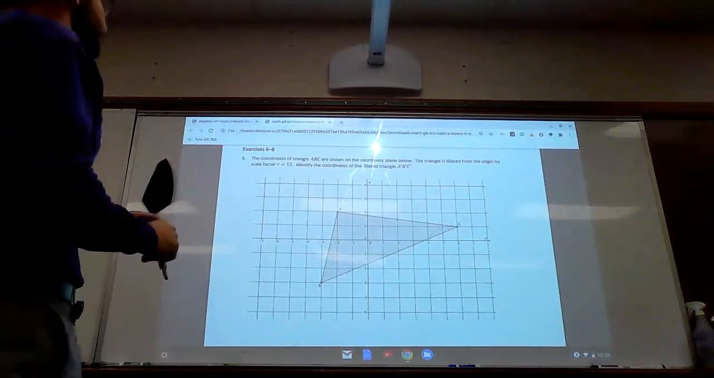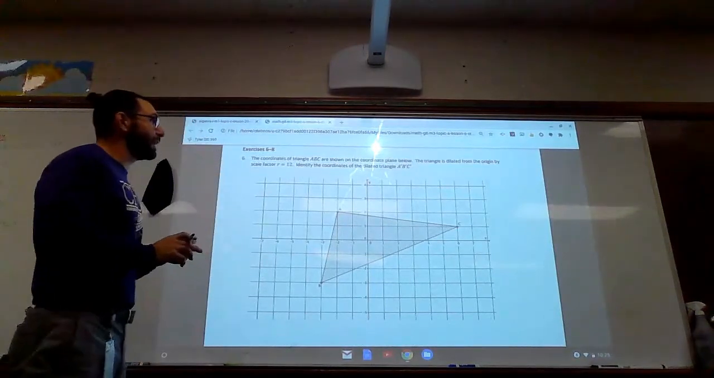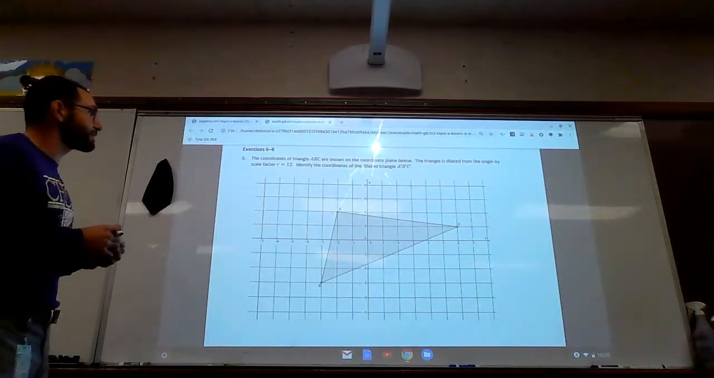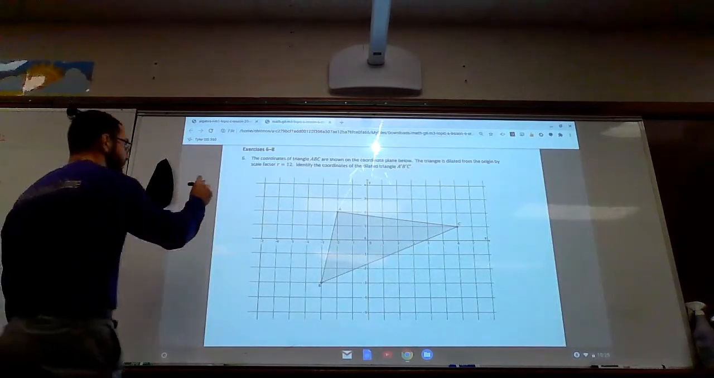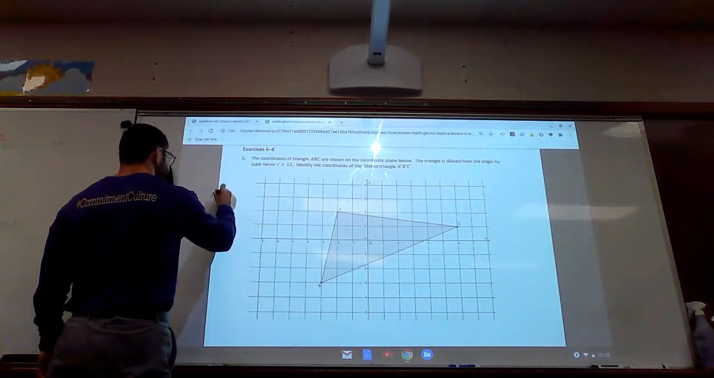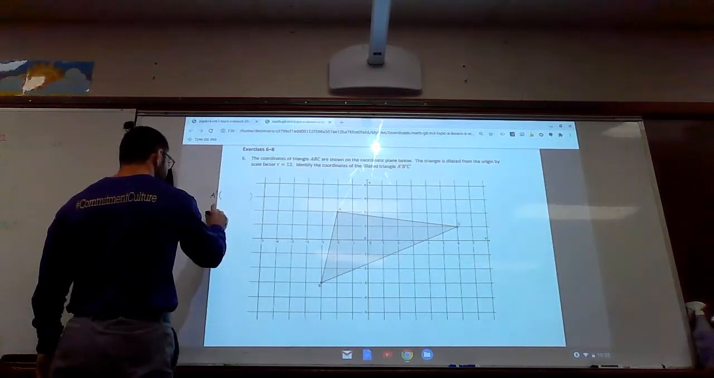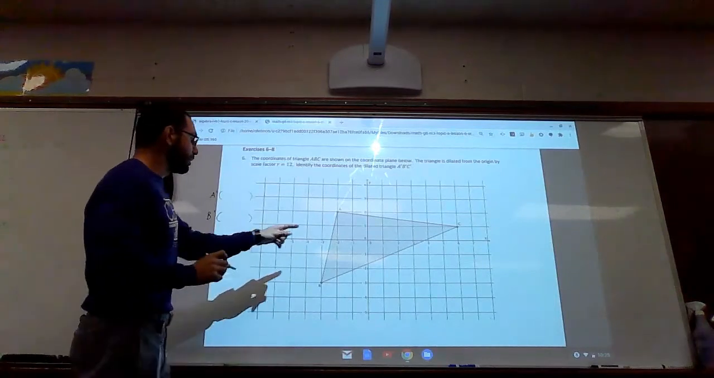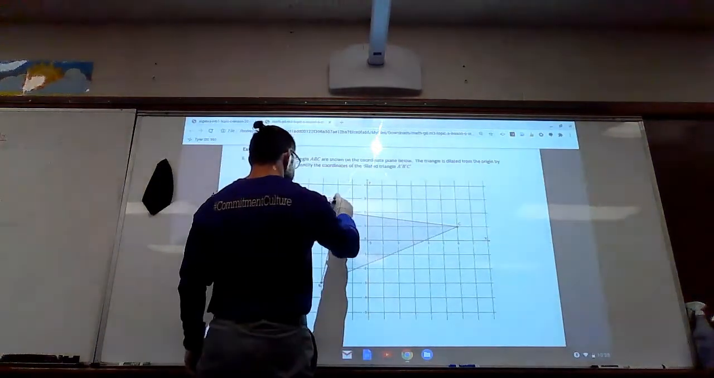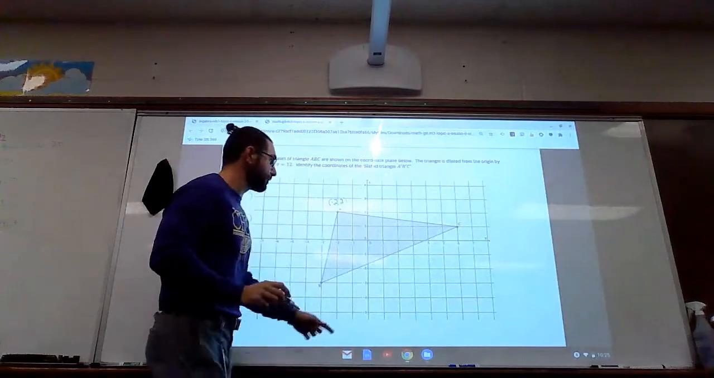So the coordinates of triangle ABC are shown. The triangle is dilated from the origin by a scale factor of 12. Identify the coordinates of A prime, B prime, C prime. So A prime is going to be something. B prime is going to be something. C prime is going to be something. Well, this point is at -2, 2. I have to find that first.